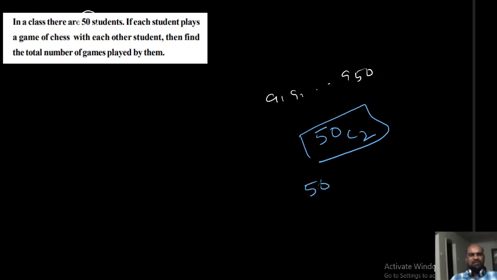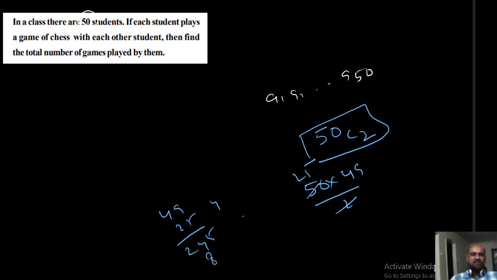So what is the answer? 50 into 49 by 2. That is 25 into 49. 25 into 49, 5 fours are 20, 25 nines are 225, so 1225 games they can play.